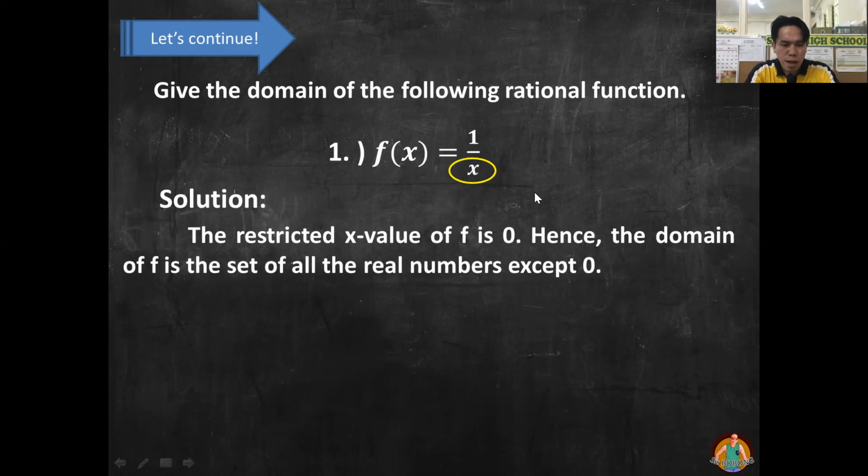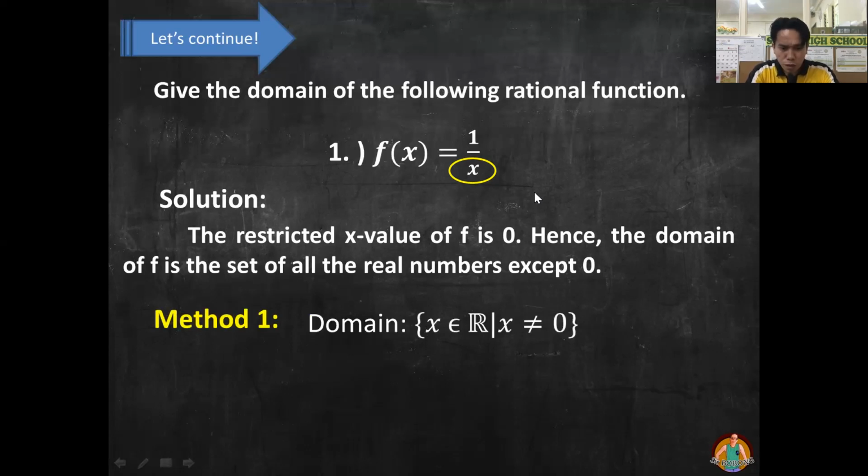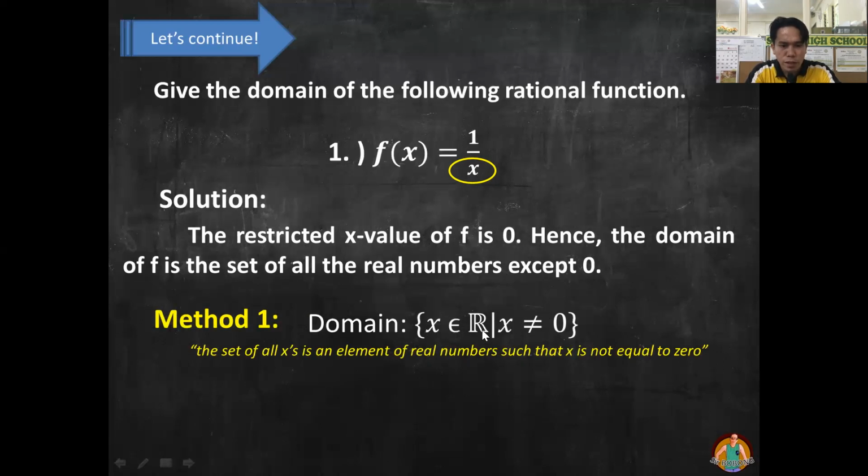Okay, so we could have two methods. So we have the method 1 using the set builder notation. So paano siya gagawin? Ito. So our domain, kapag binasa mo siya, the set of all x is an element of real numbers such that x is not equal to 0. So you can use that form to write your final answer. Again, basahin siya. That our domain, of course, is the set of all x is an element of real numbers such that x is not equal to 0.